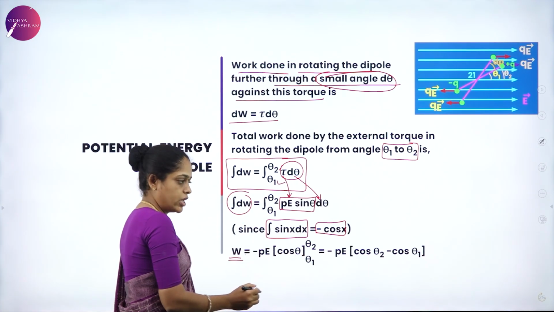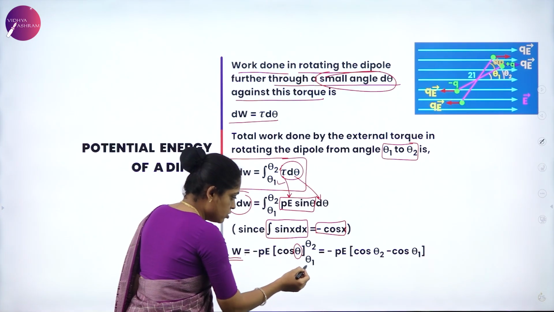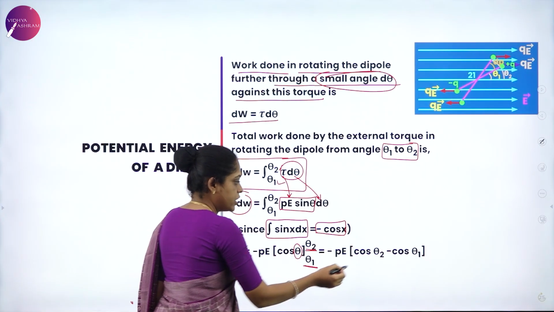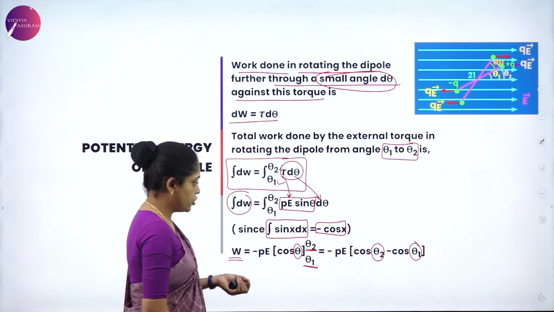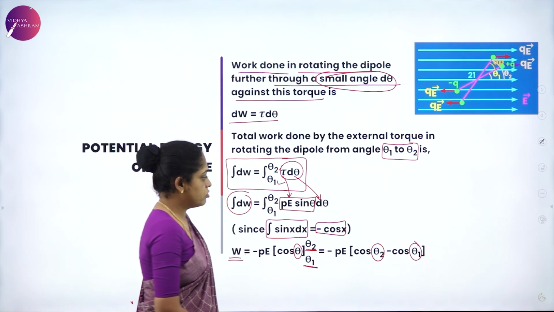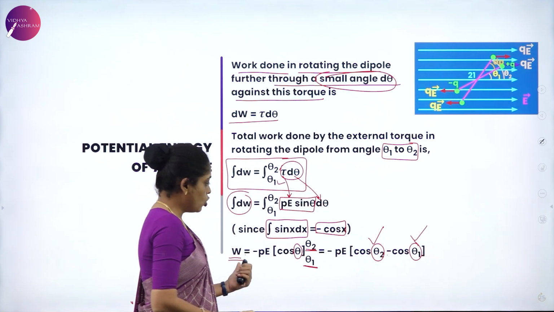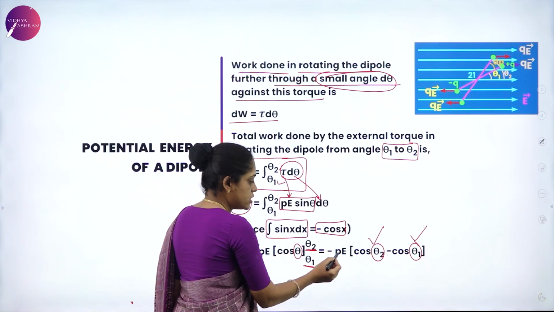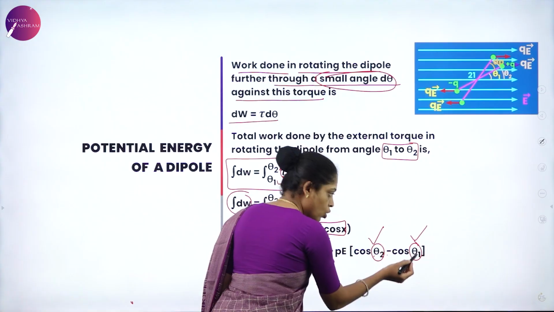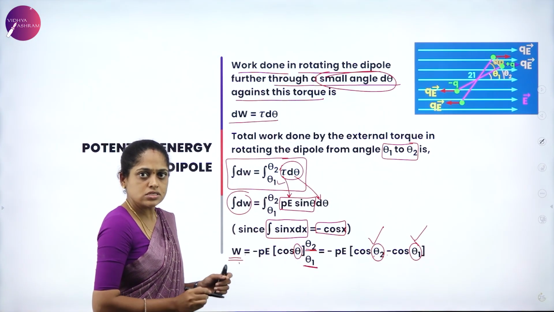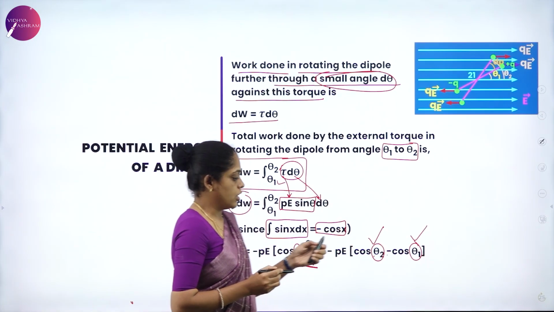Now, the variable theta has values theta 1 to theta 2. Let us substitute that in the place of theta. You know how to substitute the limits. First, you have to substitute the upper limit minus lower limit. So, the total work done is equal to minus PE cos upper limit minus cos lower limit, as we are rotating this dipole against the torque from theta 1 to theta 2.